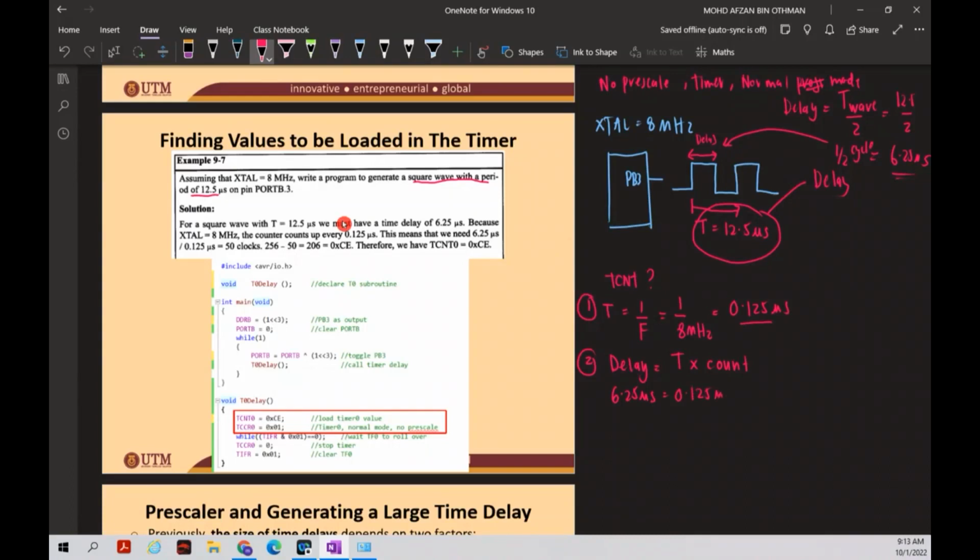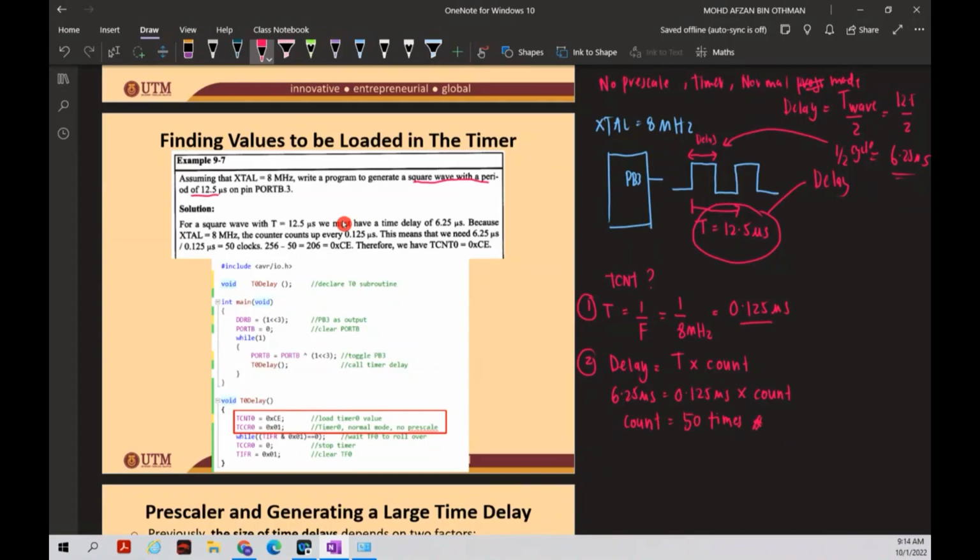0.125 microsecond, and multiply with count, and then next you will get the count value. 6.25 microseconds divided by 0.125 microseconds, and you will get how much here? 50 times. Okay, 50 times. So this is the count.